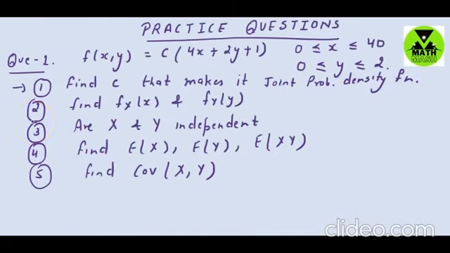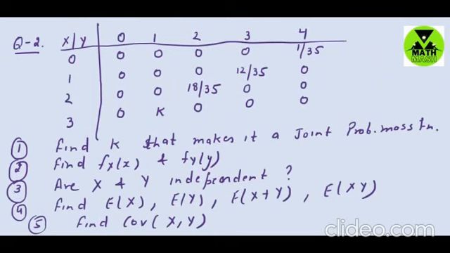So these are the two questions for practice. The first one is based on the concept of a joint probability density function, because here both x and y are taking values in an interval. So x and y are continuous random variables. And the second question is based on the joint probability mass function. So please do these questions.